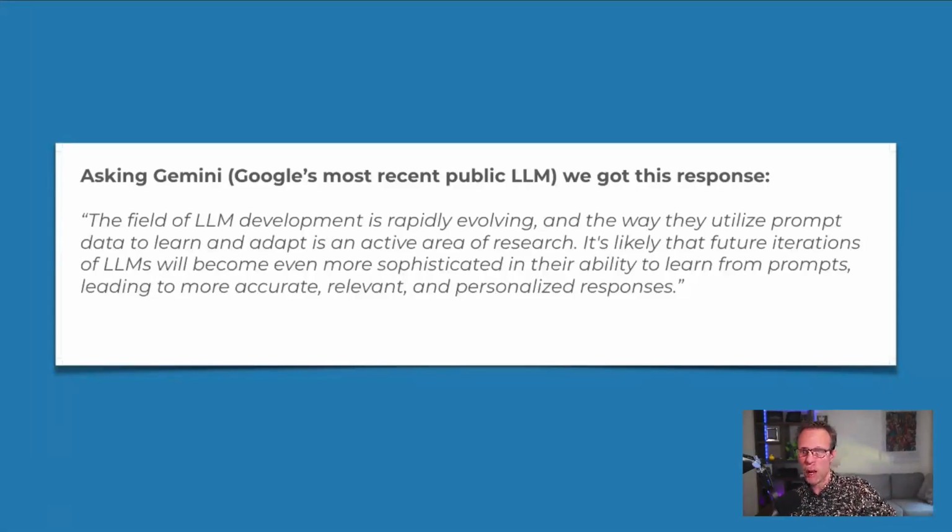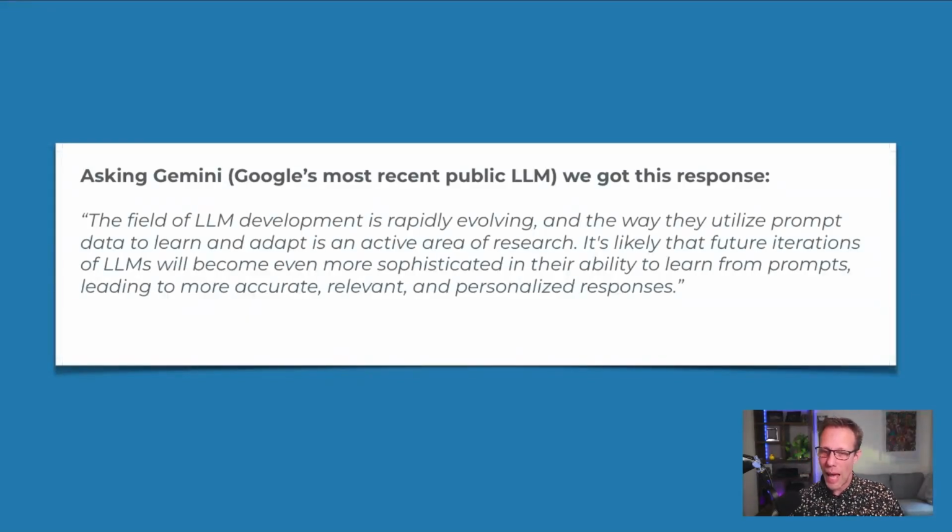I asked Gemini, which is one of the generative AI tools that's available. This one's run by Google, so it's definitely one of the bigger ones. I asked it the question of, what would you do with information? This is what it said. The field of large language model development is rapidly evolving, and the way they utilize, meaning all of them, the way they utilize prompt data to learn and adapt is an active area of research. It's likely that future iterations of LLMs will become even more sophisticated in their ability to learn from prompts, leading to more accurate, relevant, and personalized responses.